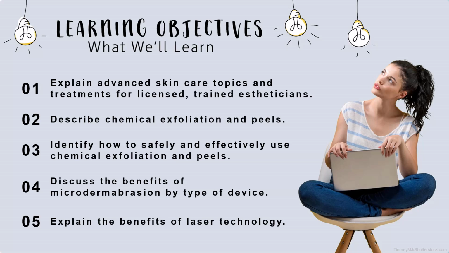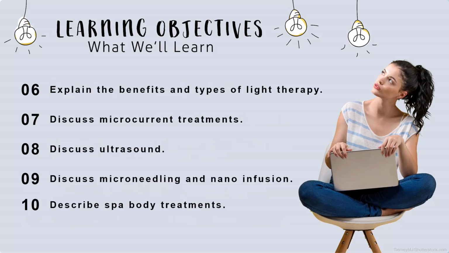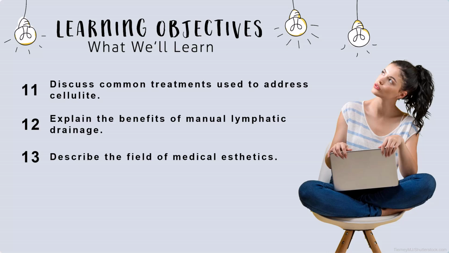exfoliation and peels, identify how to safely and effectively use chemical exfoliation and peels, discuss the benefits of microdermabrasion by type of device, explain the benefits of laser technology, explain the benefits and types of light therapy, discuss microcurrent treatments, discuss ultrasound, discuss microneedling and nanoinfusion, describe spa body treatments, discuss common treatments used to address cellulite, explain the benefits of manual lymphatic drainage, and describe the field of medical aesthetics.